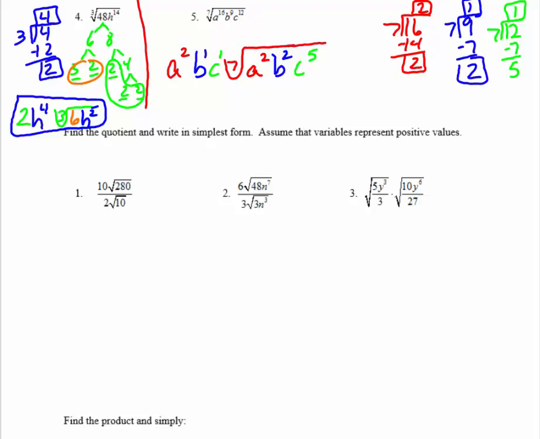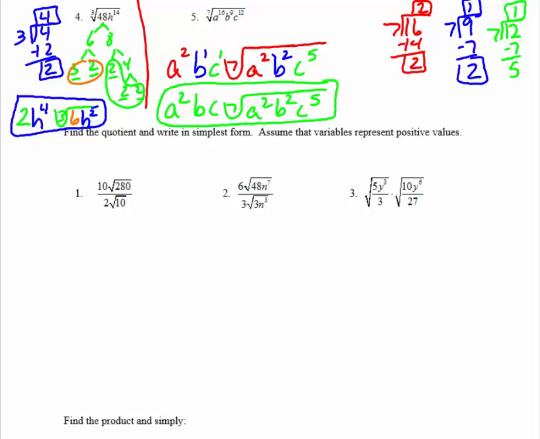The 1's are understood to be there, so we'll rewrite that as a squared times b times c times the 7th root of a squared, b squared, c to the 5th. So the 1 is understood to be there, so you do not need to write them.